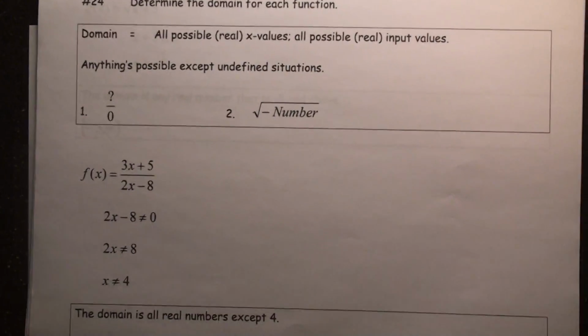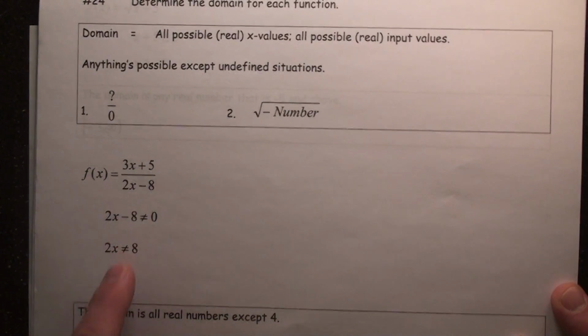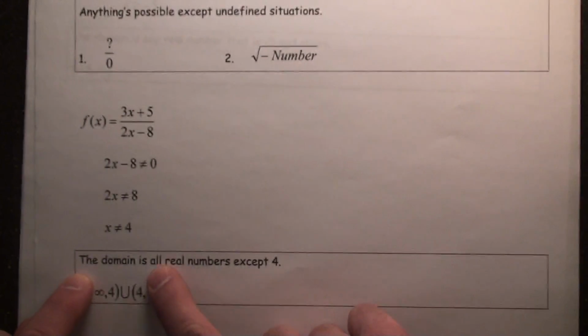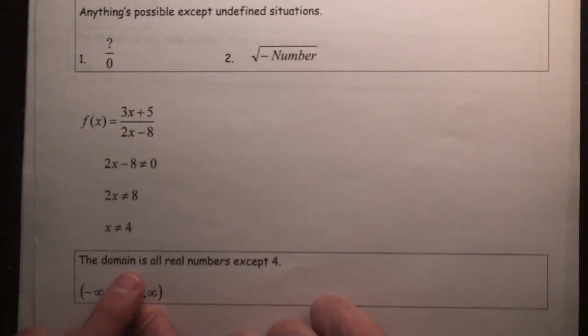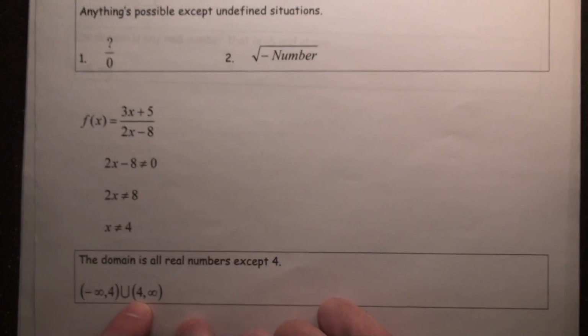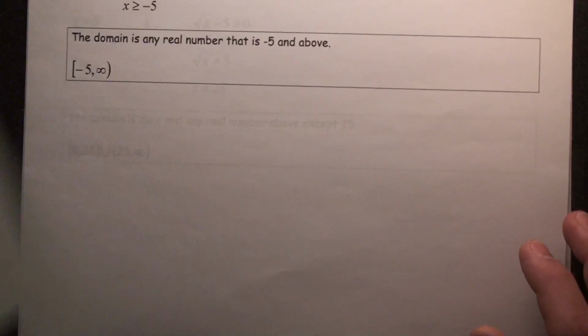Well, for f of x, the first example, we need to worry about the denominator not being 0, so therefore x cannot be 4. So how do we express that? Well, the domain is that all real numbers except for 4 are okay. So how do we say that? Well, we put a soft bracket around the 4. Negative infinity up to 4 is okay, and then 4 to infinity. These are the legal or possible x values.